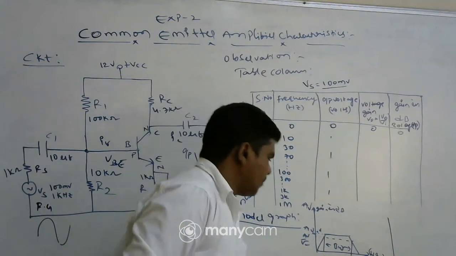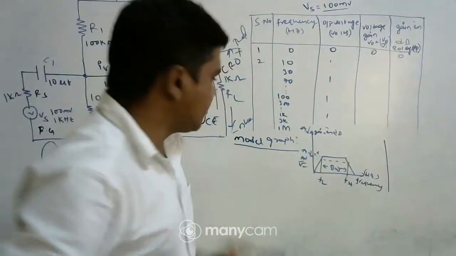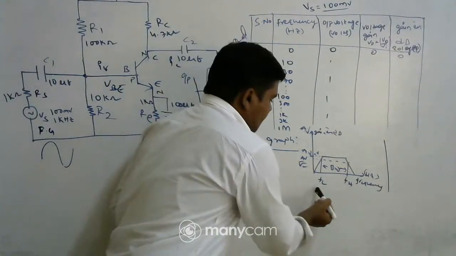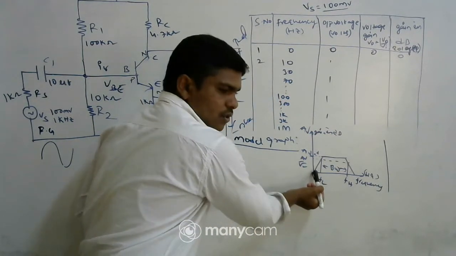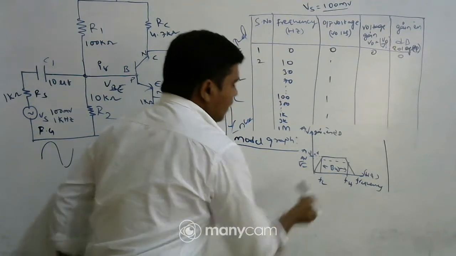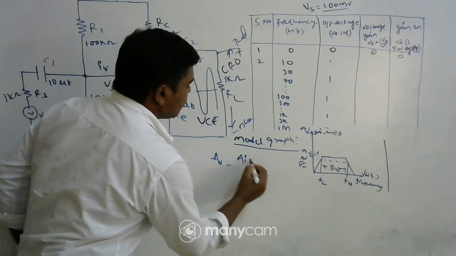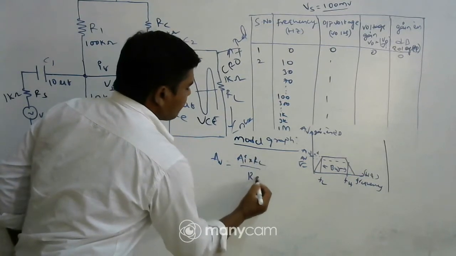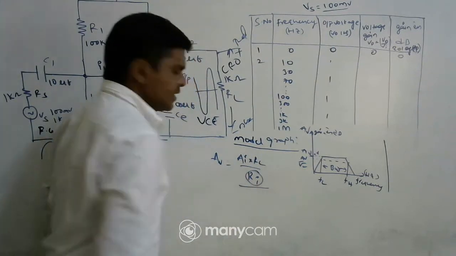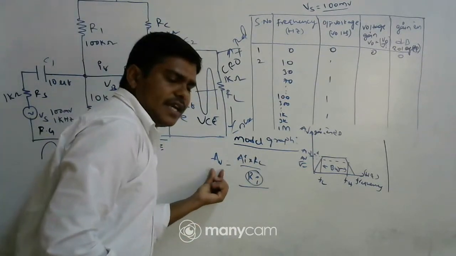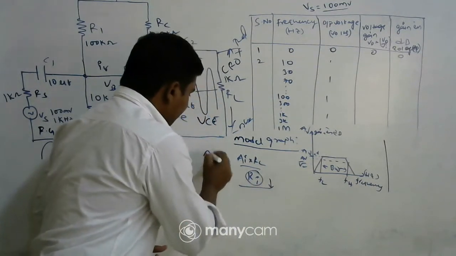Next, let's see the model graph. You can see the model graph here. With respect to frequency, at low frequency the amplitude is low, which means the gain is low. If you see the voltage gain formula, AV is equal to AI into RL by RI. So when input resistance increases, voltage gain decreases. When input resistance decreases, voltage gain increases.